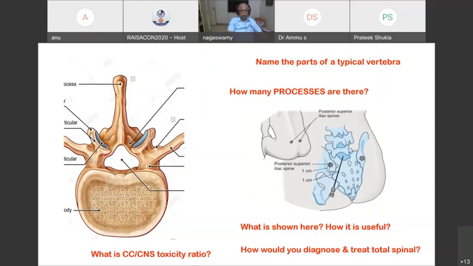How will you diagnose and treat total spinal? Supposing you are trying epidural. By mistake, you have injected all the drug into the subarachnoid space. It will happen to the patient. He develops what is called total spinal anesthesia.